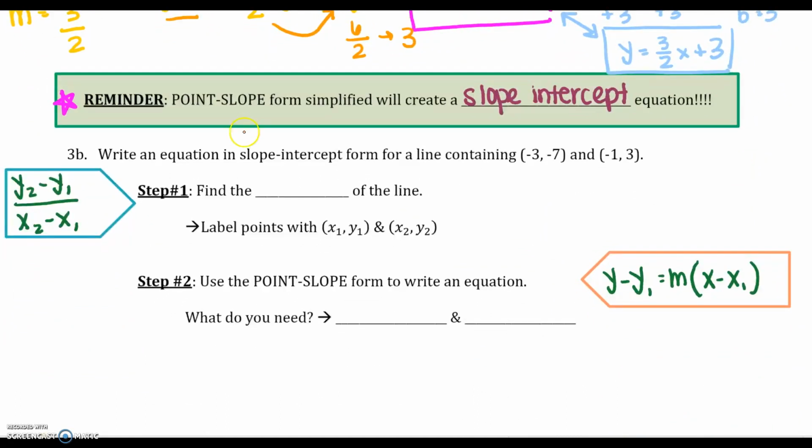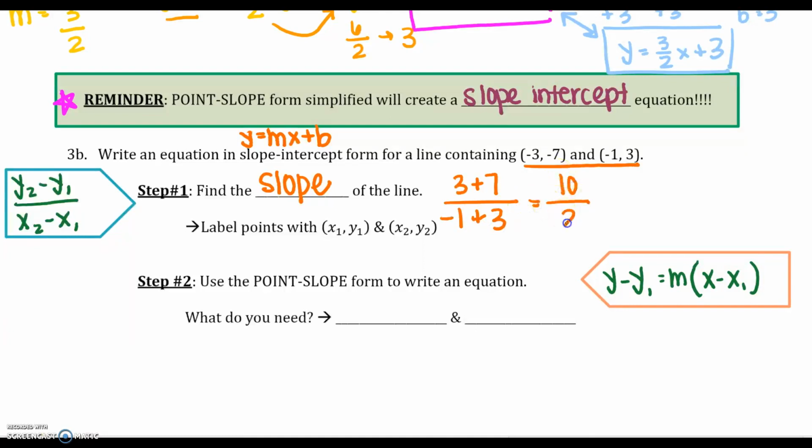Write an equation in slope-intercept form, so y equals mx plus b, that contains our 2 points. So our first thing, no matter which way you're going to solve, you always need to find your slope. So 3 plus 7 over negative 1 plus 3. So that would be 10 over 2, which would give me a slope of 5. So then I'm going to put it into point slope and simplify. You don't have to. You can solve for b, your y-intercept, and then put everything back in.